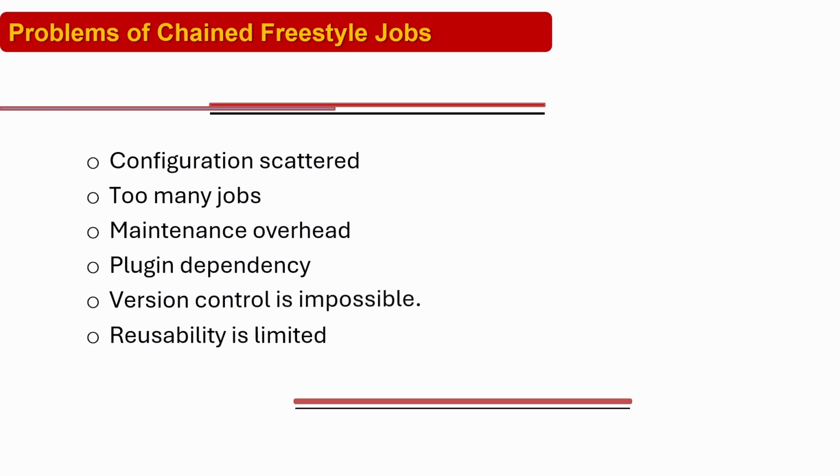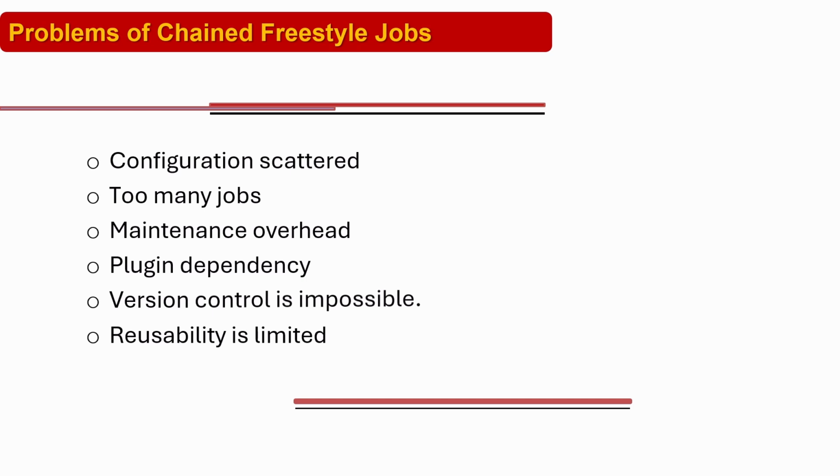Problem 4 is plugin dependency. The Build Pipeline plugin itself becomes another component that must be installed, upgraded, and maintained. Problem 5 is that version control is impossible. Freestyle jobs are configured through the Jenkins GUI and the configuration is stored inside Jenkins, so it is not naturally stored in Git. If Jenkins crashes, restoring configuration becomes very difficult. Problem 6 is that reusability is very limited. If another project needs the same workflow, developers often recreate many jobs manually. So the industry needs a better solution.